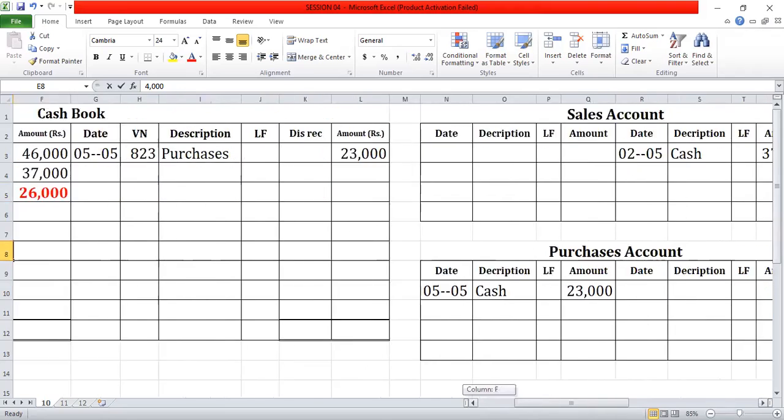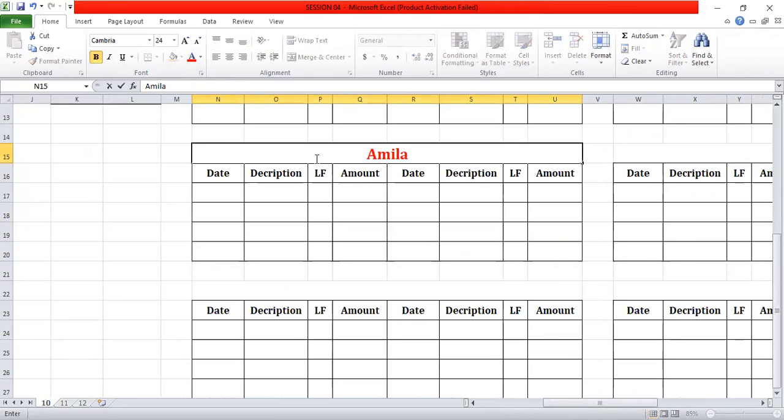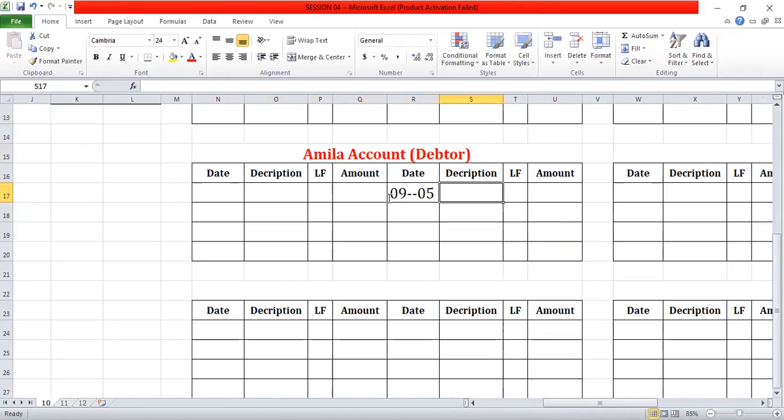I have to prepare Amila's personal account. Amila's account, and he is a debtor. On 9th of May, we have collected 26,000 in cash.